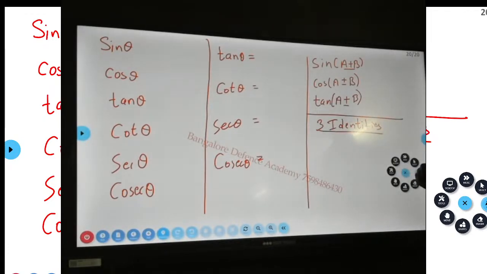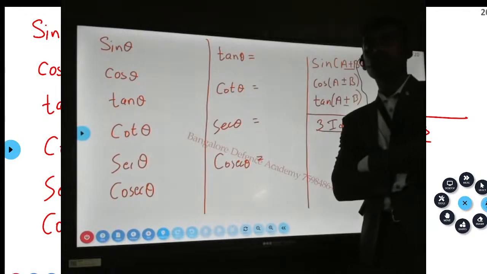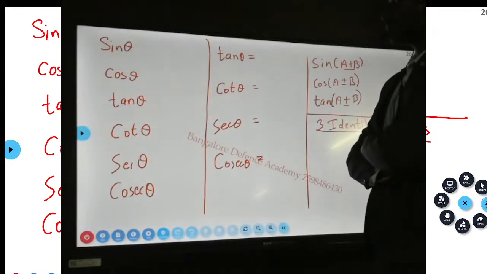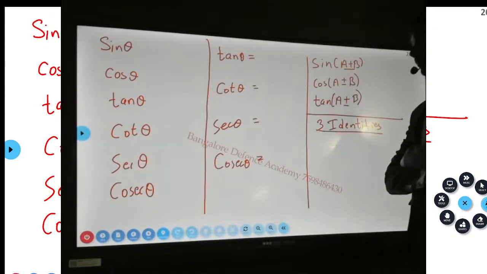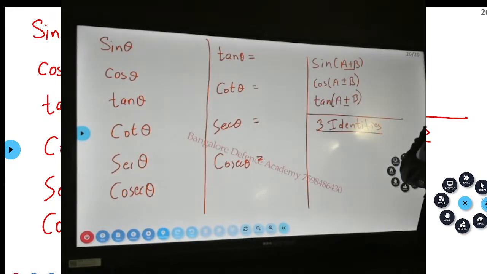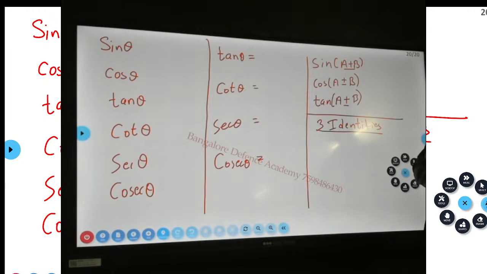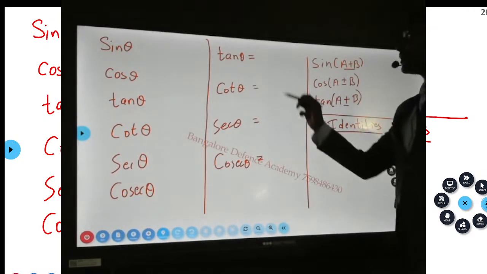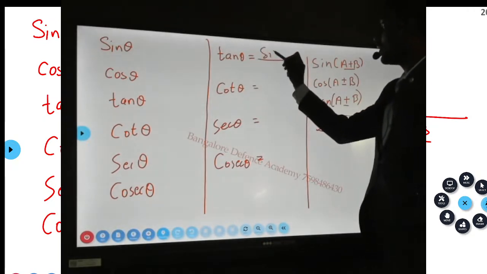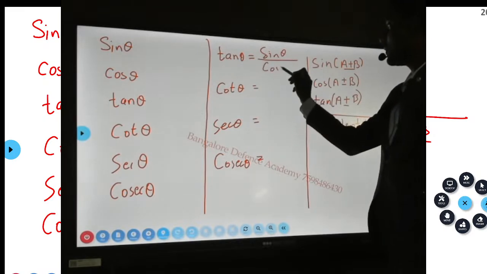Sin theta is opposite by hypotenuse, cos theta is adjacent by hypotenuse, tan theta is opposite by adjacent, cot theta is adjacent by opposite, sec theta is hypotenuse by adjacent, cosecant theta is hypotenuse by opposite. Okay. Tell me tan theta in terms of sine and cos. This will be sin theta by cos theta.